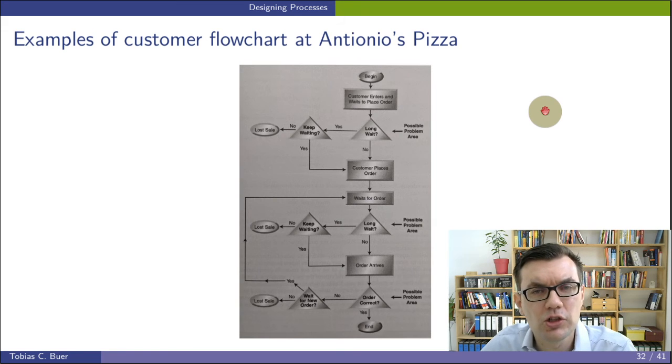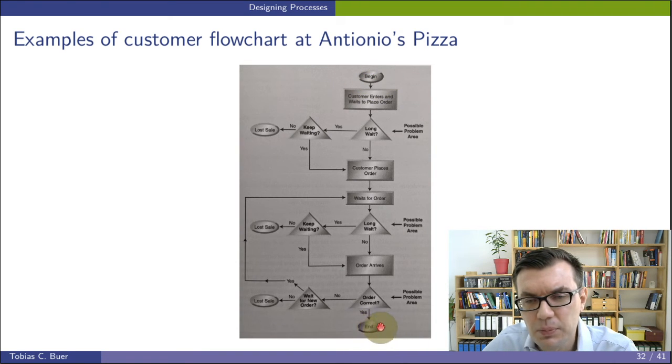Here we have another flow chart from Antonio's Pizza that deals with the customers that are in Antonio's Pizza's restaurant. We have here a new symbol, an ellipsis. This is just a label that shows us that the process starts here, and we have another ellipsis with end that shows us that the process is ending here. See, here you also have an ellipsis, lost sale, and lost sales. These also are signals, notations that the process is ending at this step.